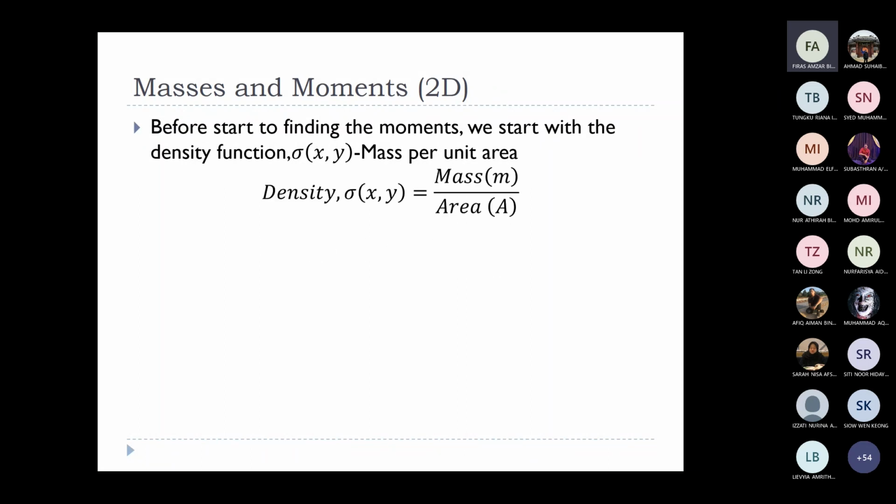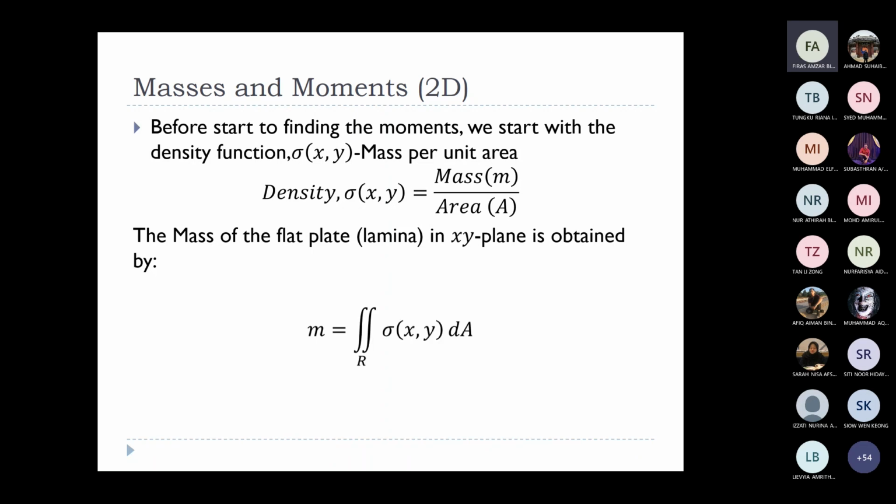Okay. So how are you going to find the density? It will be equal to mass divided by the area. Okay. Density will be equal to mass divided by the area. So from here, we will get the mass of the flat plate, the lamina in the xy plane, obtained by using this formula.